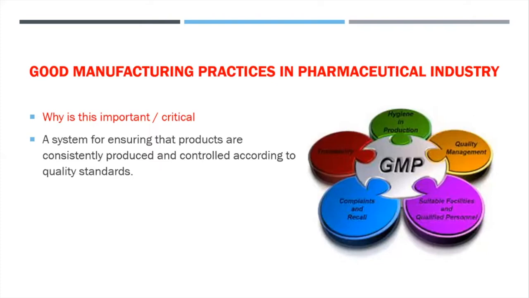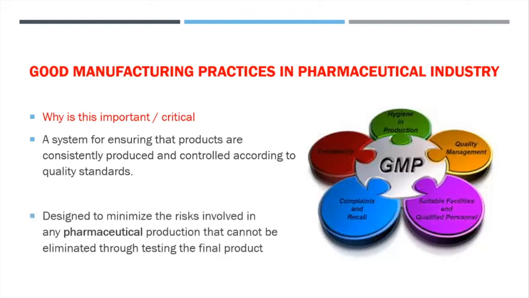And the products that are being produced are controlled according to the quality standards that are actually established before stepping into the manufacturing processes. And it minimizes the risk involved in any pharmaceutical production that cannot be eliminated through testing the final product. Okay, the last sentence is very, very critical. Note this: that cannot be eliminated through testing the final product. I will later shed some light on this sentence, what does that mean?